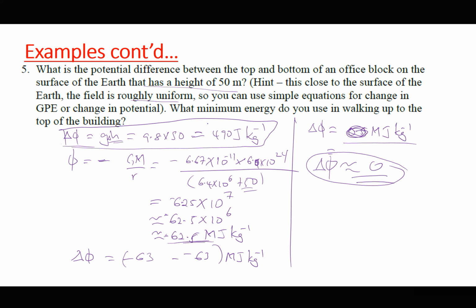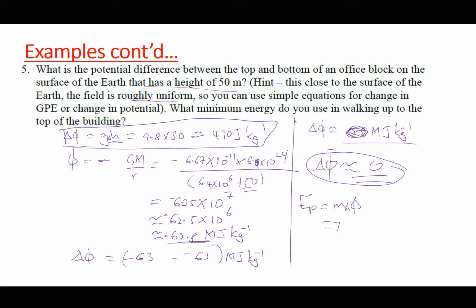So the question was asking, what minimum energy do you use in walking up to the top of the building? The minimum energy would be the potential energy, which is the work done. That would be the mass times the change in potential. This will be equal to the mass; you can estimate your mass.